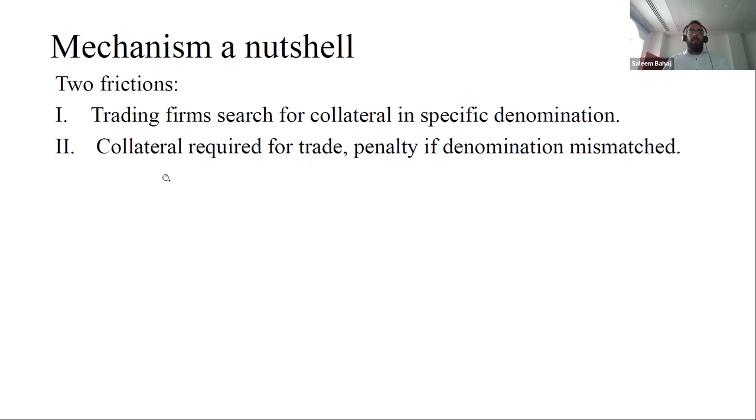And that collateral was required for trade. So if I want to go ahead and do international trade, I have to have this collateral, and that's sort of this financing friction that Rosen mentioned. And the issue is that if I've got a dollar bond for my collateral, and my counterparty has a euro bond, there's a mismatch, and we have to pay a fee to deal with that mismatch. So some sort of hedging cost or something like this to address that mismatch.